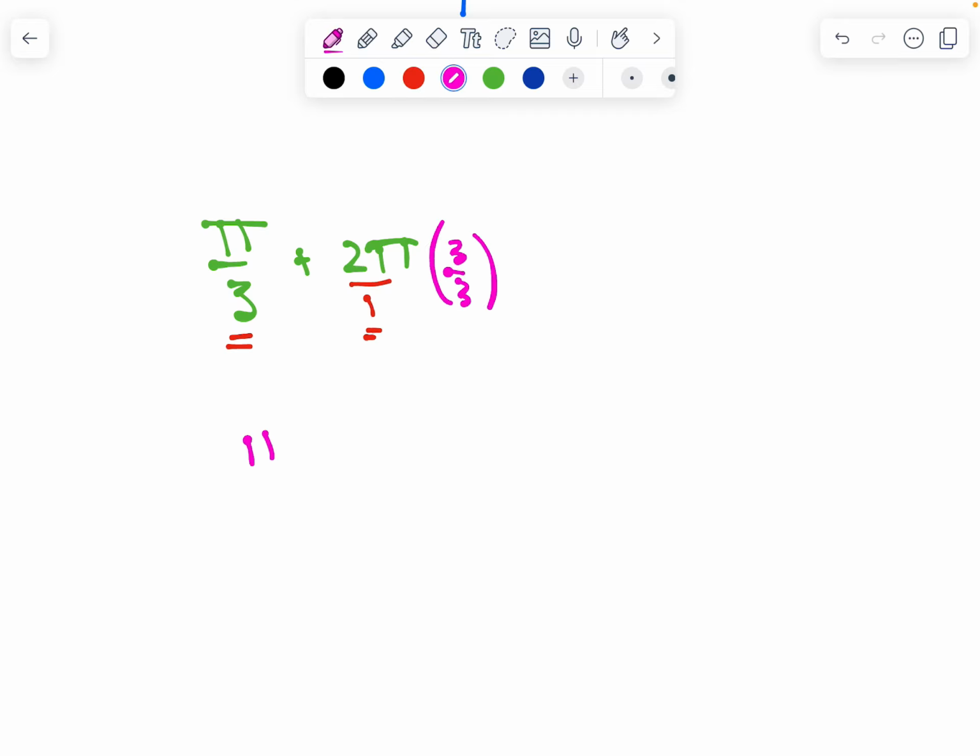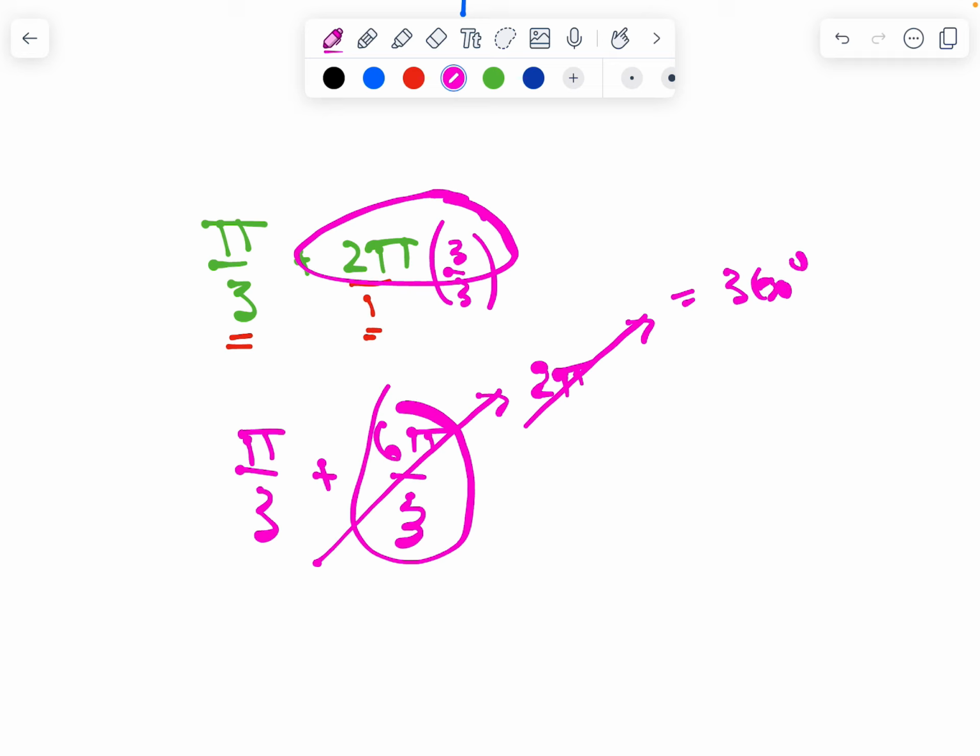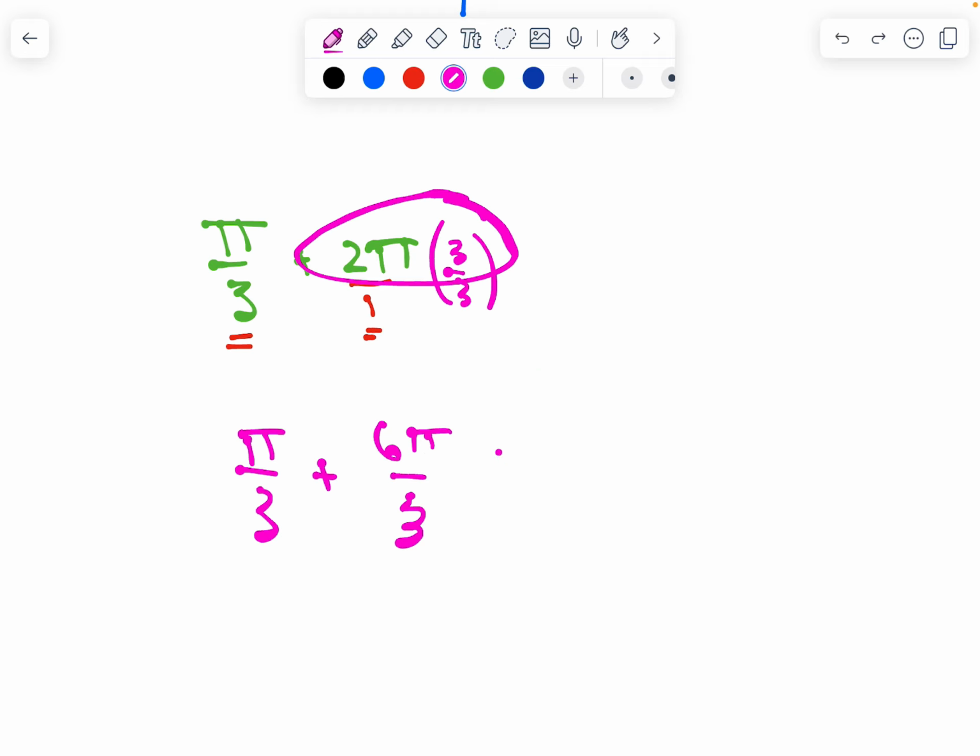6 pi thirds is really just the same thing as 2 pi, right? So we're just adding 2 pi, and 2 pi really is the same thing as 360 degrees. So same thing as before, we're just adding 360 degrees. So when you add 6 pi thirds, then you end up with 7 pi thirds. So pi thirds radians is the same thing as 7 pi thirds radians.